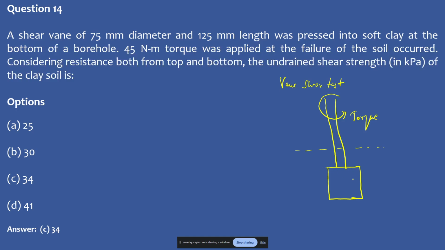Whatever failure occurs to the soil, the torque available during that failure is known as the failure torque. That torque is related to the undrained shear strength of the soil by the relation Su = T / (π d² (H/2 + D/6)).